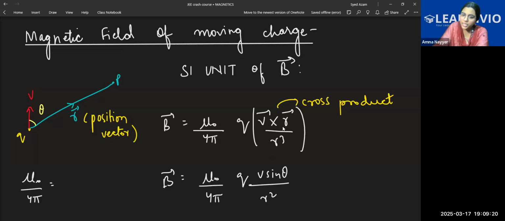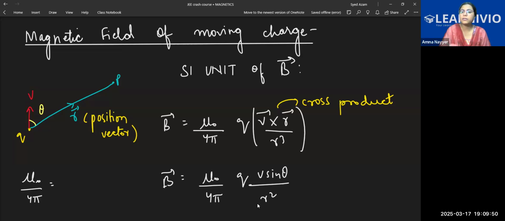If you open it, see, how do you write the cross product A cross B? AB sin theta. Similarly, here also, if we write VR sin theta, one R will cancel from the denominator. So we get mu naught by 4 pi, q V sin theta by R square. Both of these can be used.